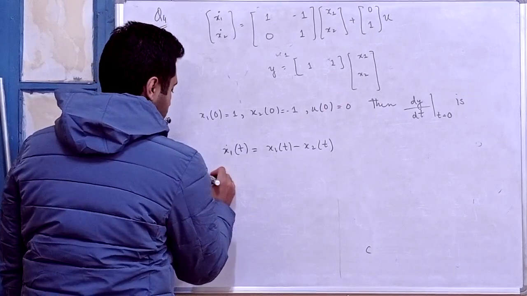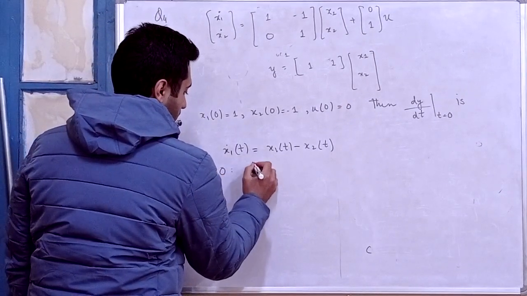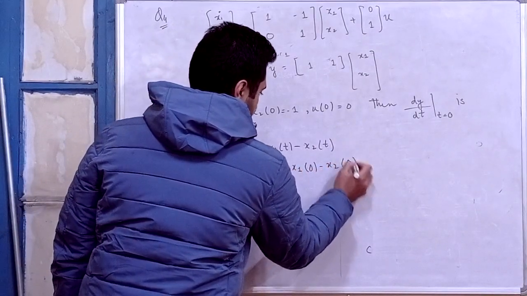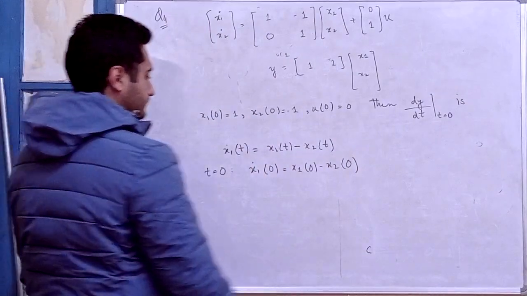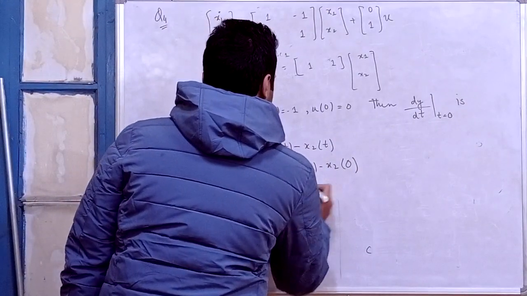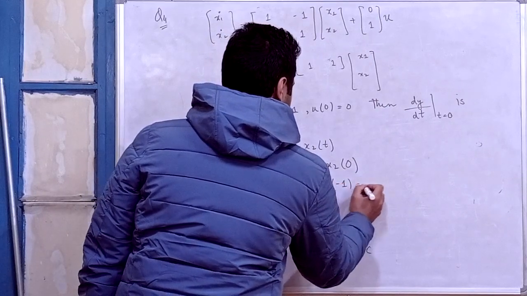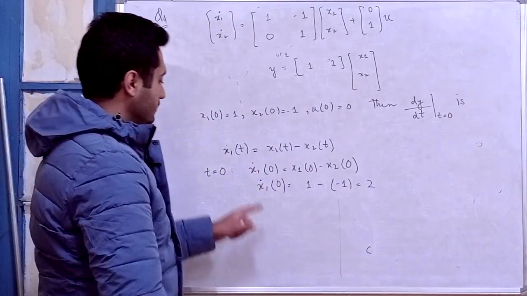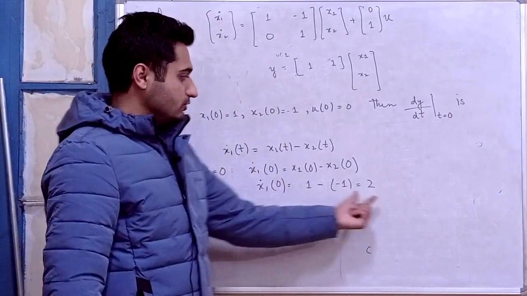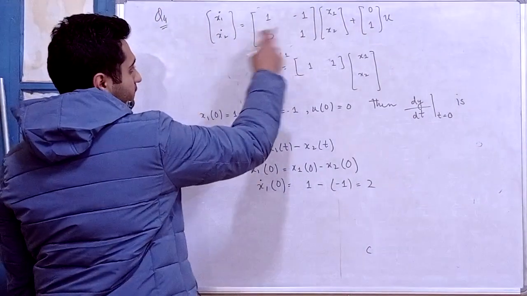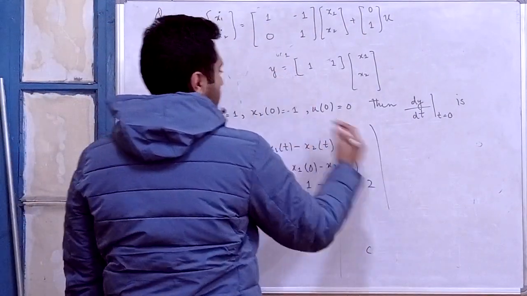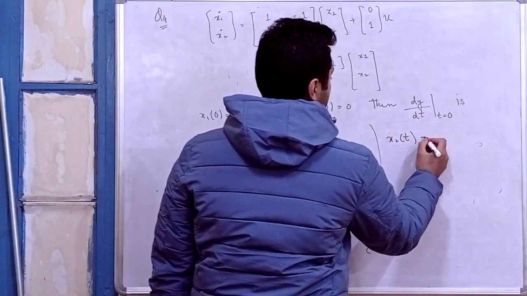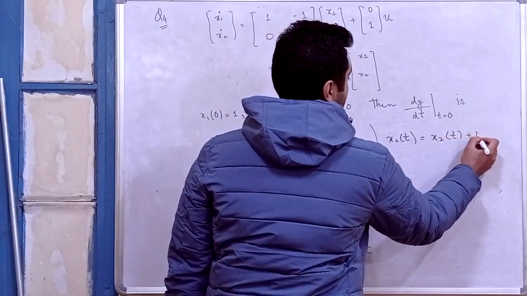Then substitute t is equal to 0 here. x1(0) minus x2(0), because this information is given. Minus of minus 1, that's 2. So your x1 dot 0, the derivative of the first state variable at time t equal to 0, is 2. This is the first information that we calculated from the first equation. We have the second equation also, x2 dot t. This is for generalized any time t. That's equal to x2(t) plus u(t).